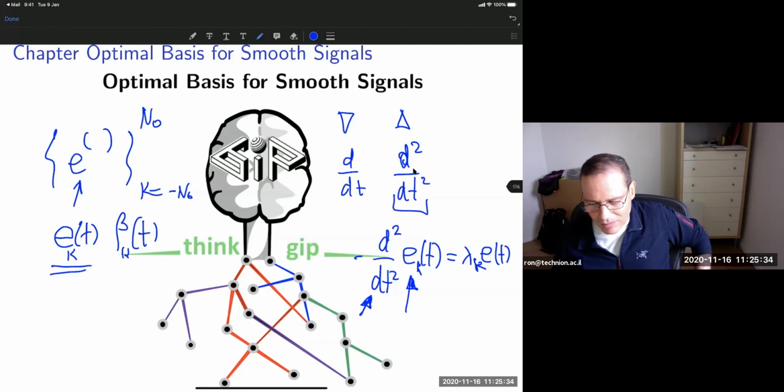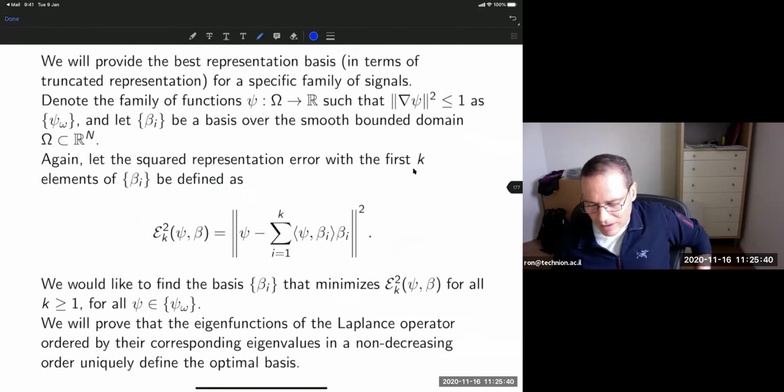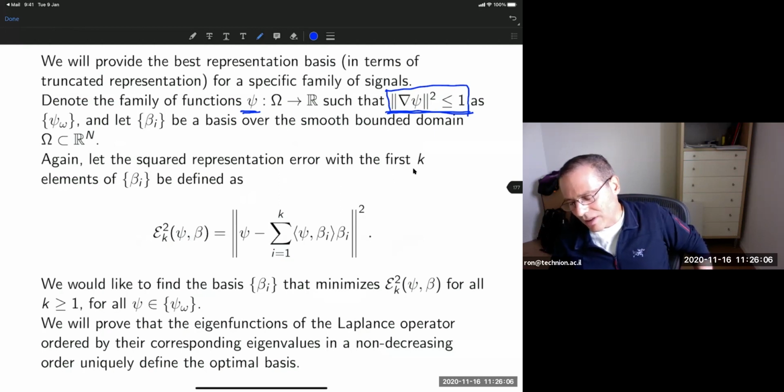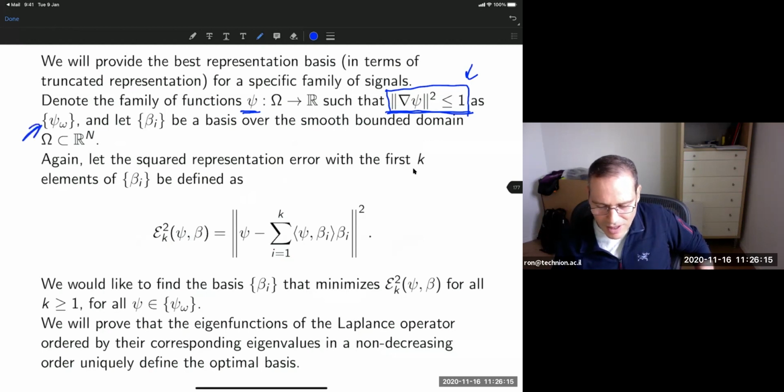But before that, let us have some preliminaries. So again, what we would like to prove is the fact that among all functions which are bounded in the energy of their norm of the gradient, okay, so this is one way of looking at all smooth functions. All functions for which, when integrating over the gradient, the energy is bounded, okay? So this is a family of functions, and we denote this family of functions as psi omega. Okay, so this is a very specific family of functions.